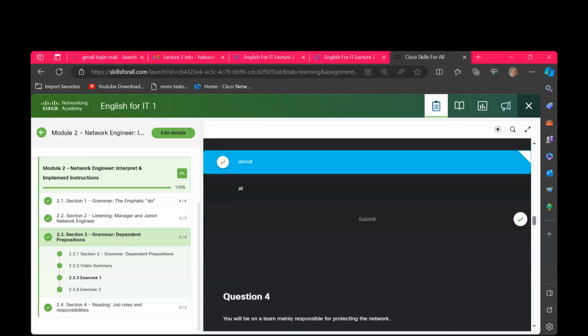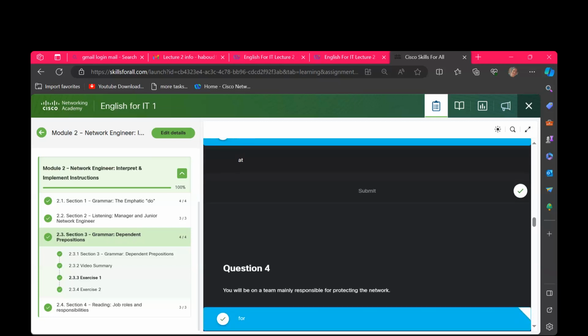Question number 4. You will be on a team mainly responsible for protecting the network. Again, you will be on a team mainly responsible for protecting the network. What do you think? Where is the dependent preposition here? What do you think of the word responsible for? Yes, bravo عليكم. مسؤول عن responsible for دايما بيجوا مع بعض responsible for.